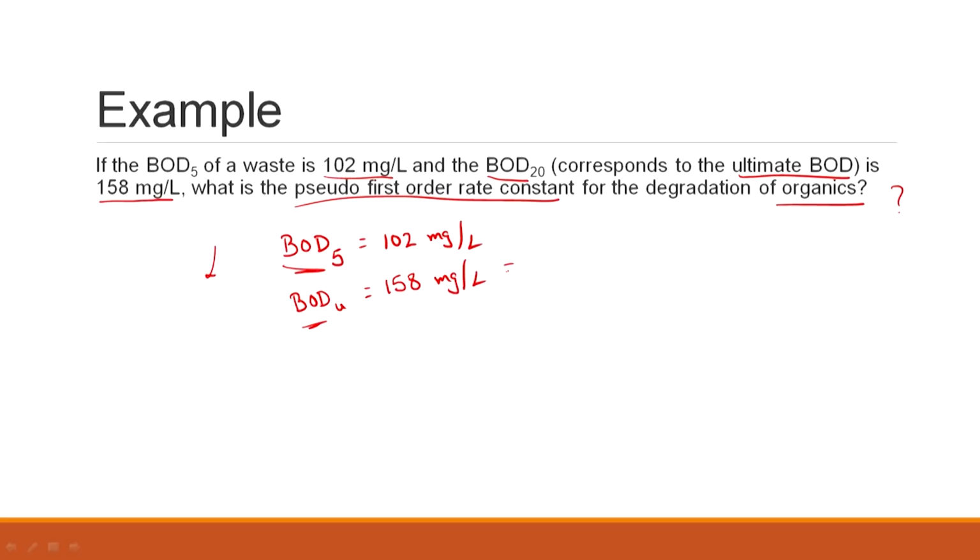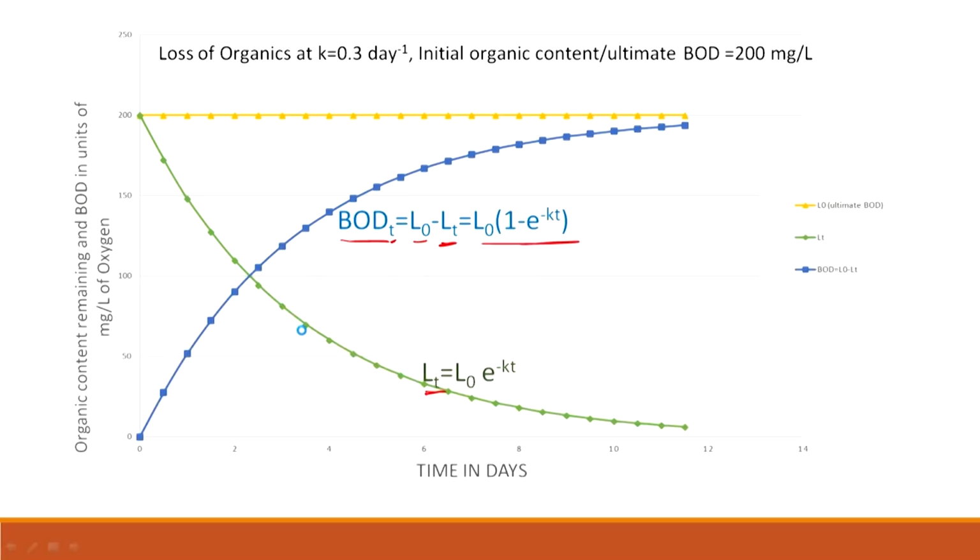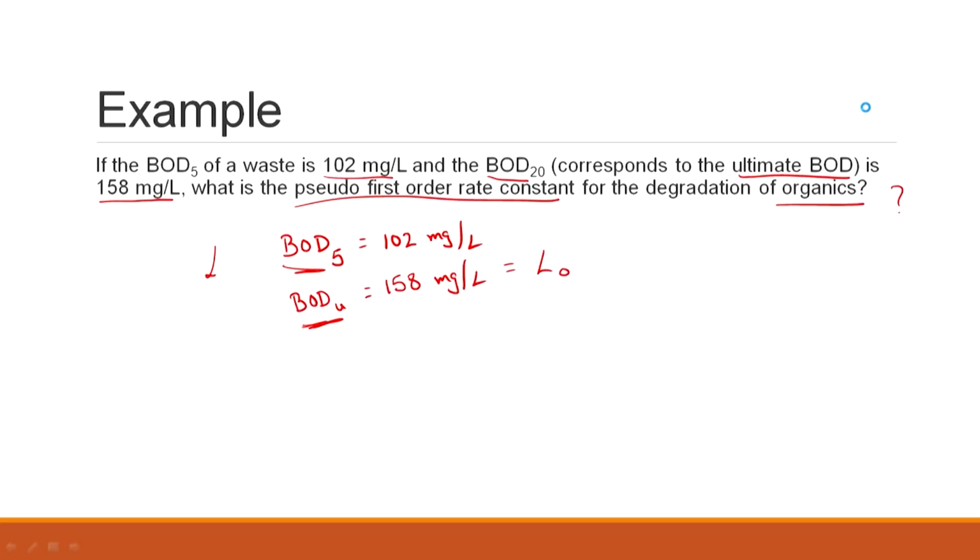So, this is L naught, which is more or less the initial organic content present, right. That is what we have as BOD ultimate. What is BOD ultimate? It is going to be equal to the initial organic content present. BOD ultimate means, if I give enough time for the BOD test to be run, what will be the total oxygen demand in that period. That will be equivalent to the initial organic content, and that is what I have here.